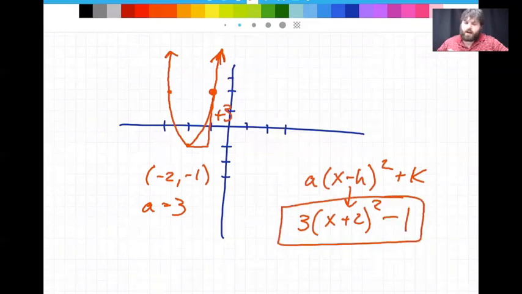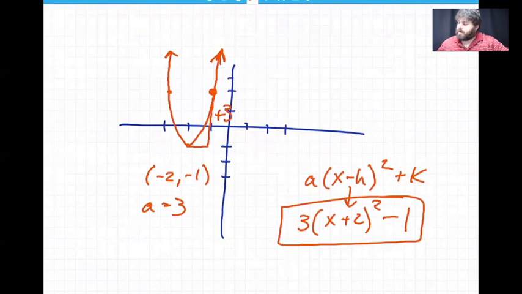That's the equation of that graph. 3 times x plus 2 squared minus 1. Okay, pretty easy. All right. So last thing I want to talk about is quadratic inequalities, okay?